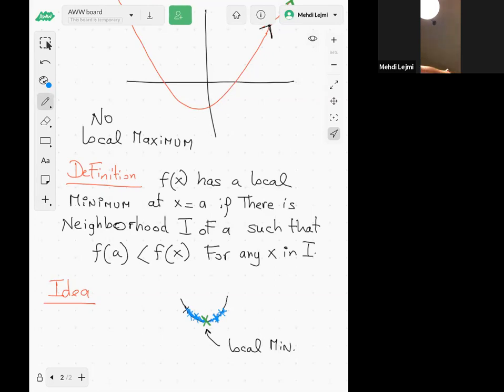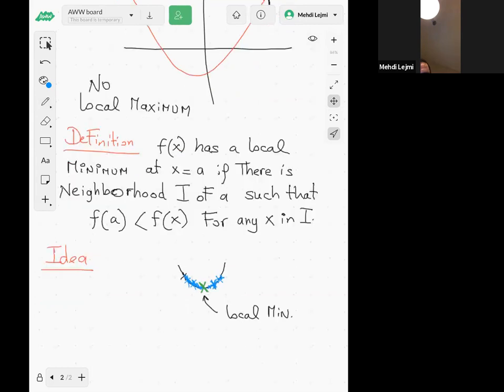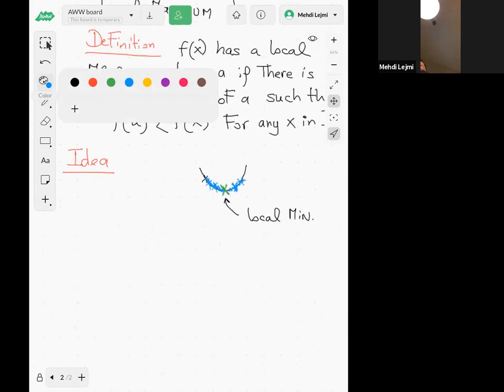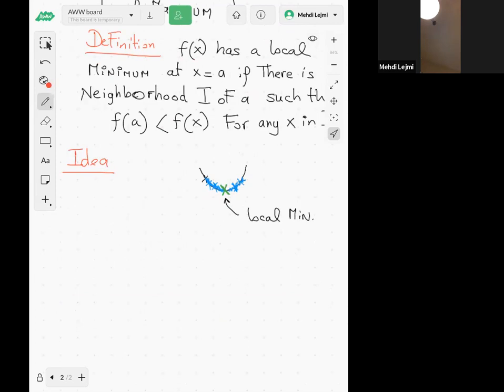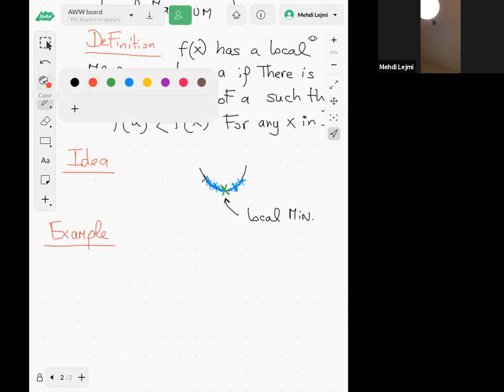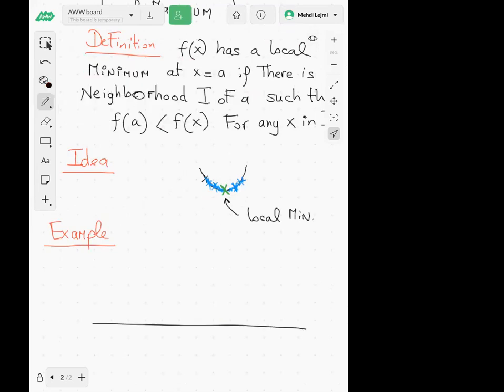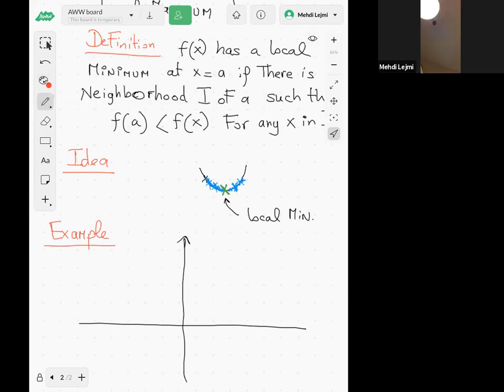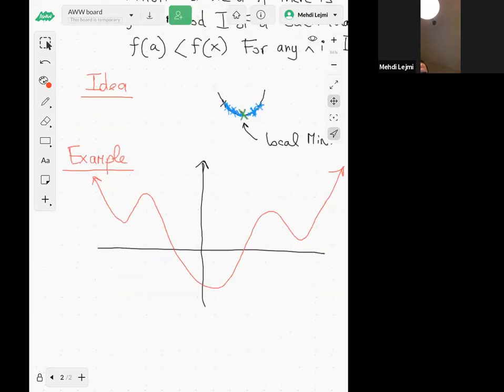And of course, now if you have a whole graph, here's an example. Let's say we have the following graph. Let's say you have something which looks like this, all right? And you want to find the local minimum.